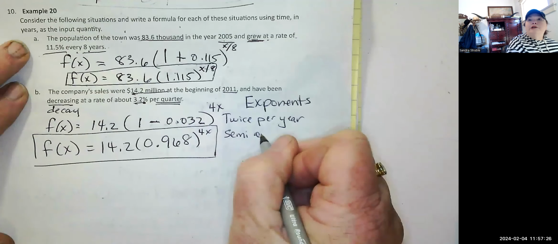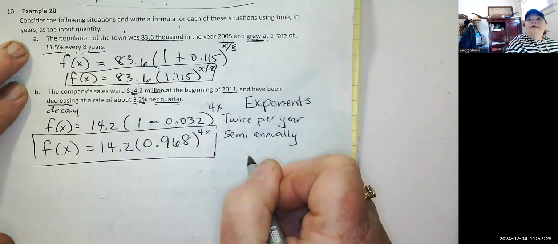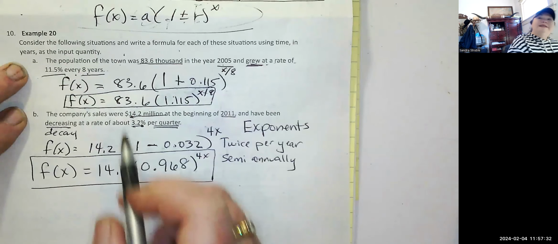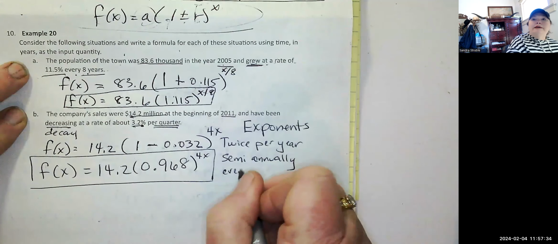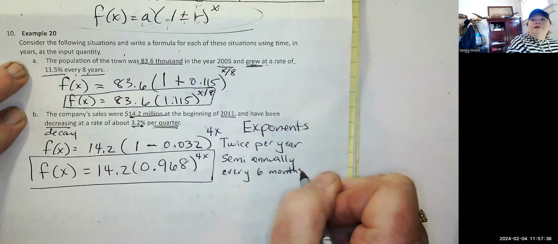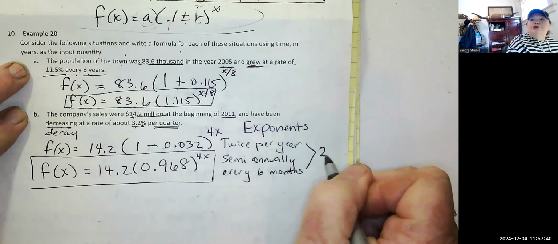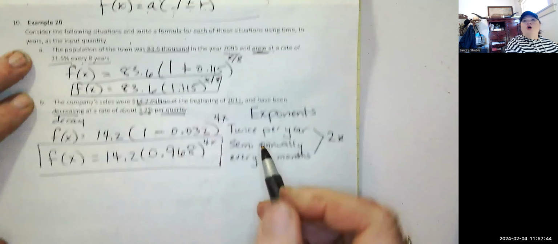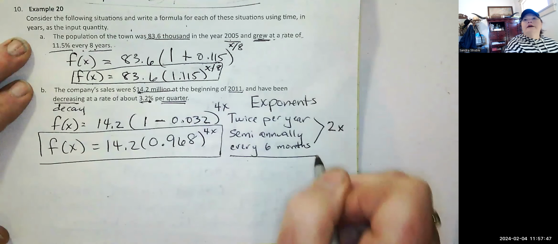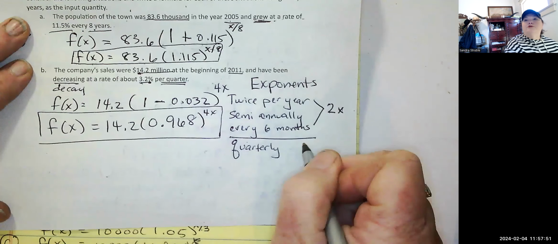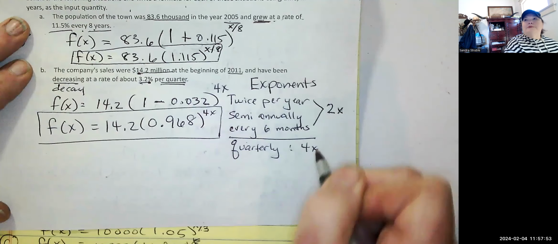Semi-annually, annually. What did they use up here? There was another one that they used. Oh, every 6 months. Every 6 months. These are all going to be in your exponent at 2 times the variable. Okay, those are all going to be 2x. All right, if it is quarterly, quarterly means it's going to be a 4x in the exponent.